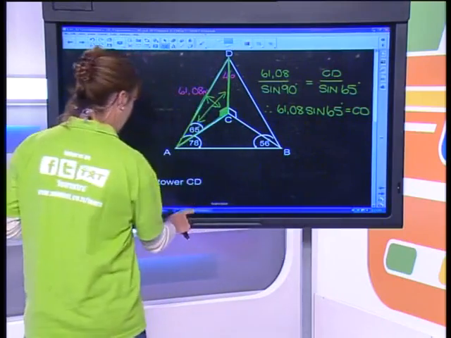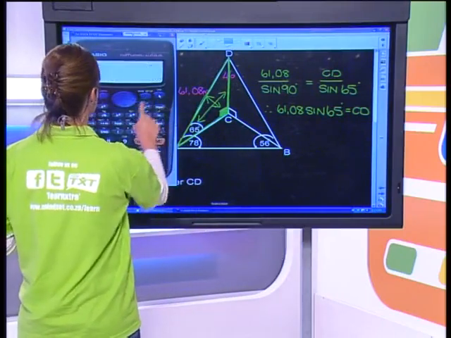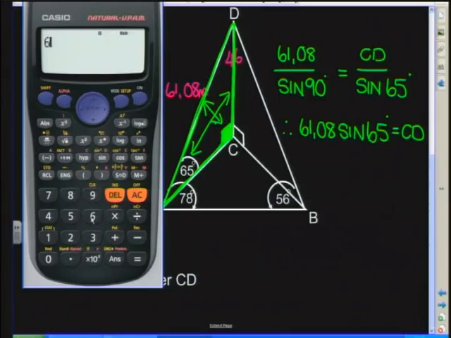And then we can type that into the calculator. Right. Okay. So we've got 61.08 multiplied by sine of 65 degrees. And 55.3, let's round it up to 55.36.